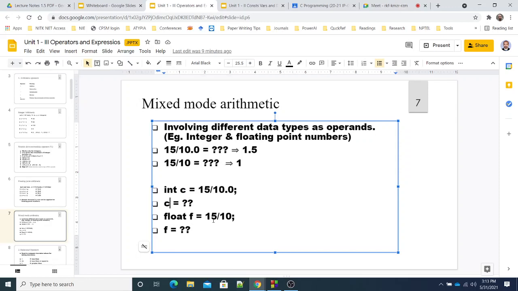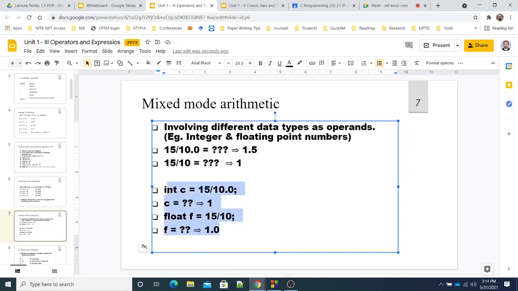Now here 15 by 10 and I am assigning it to f. What will be the value of f? It will be 1.0, because I told you RHS will be completely evaluated. 15 by 10, both are integers, so the result is an integer. That means from 1.5, 0.5 is discarded and only 1 remains. When 1 is assigned to f, it will become 1.0. So here it is going to get the value 1, here it is going to get the value 1.0. 1.0 and 1 are the same, just this is an integer, this is a real number or floating point number.